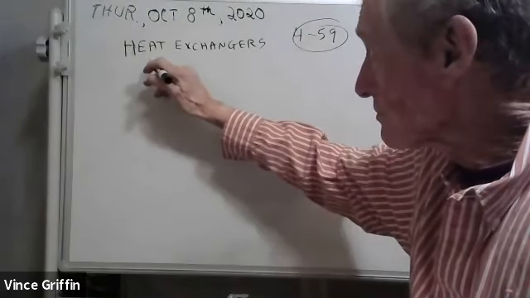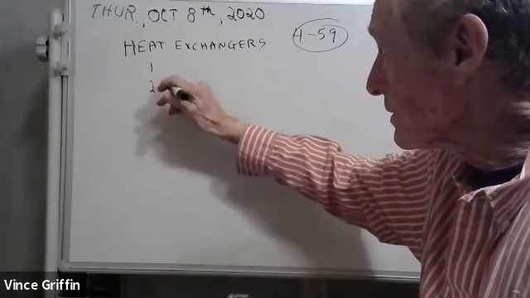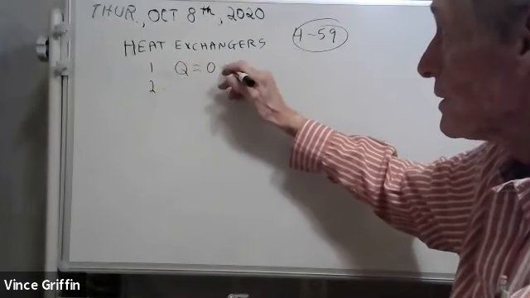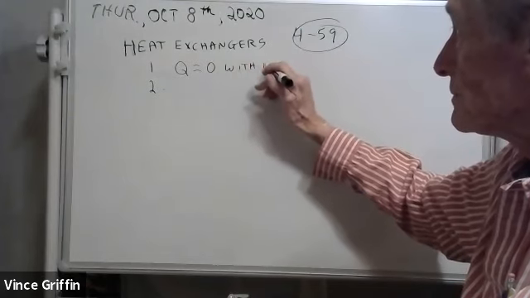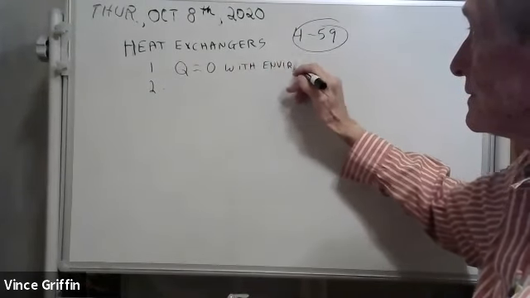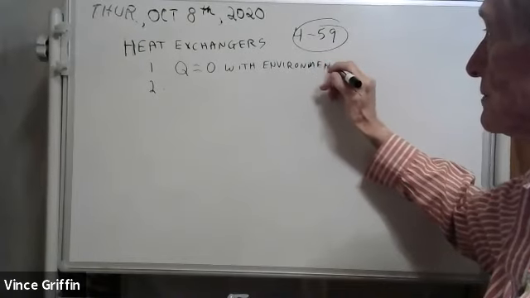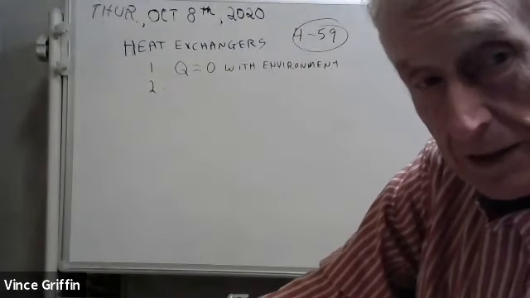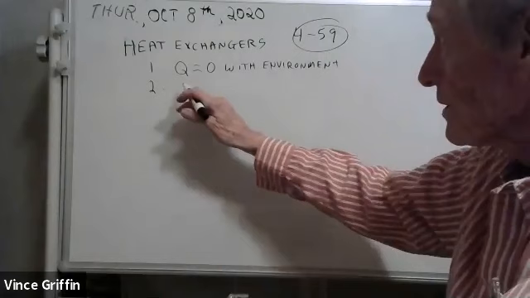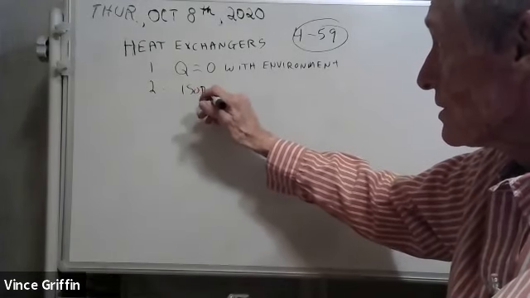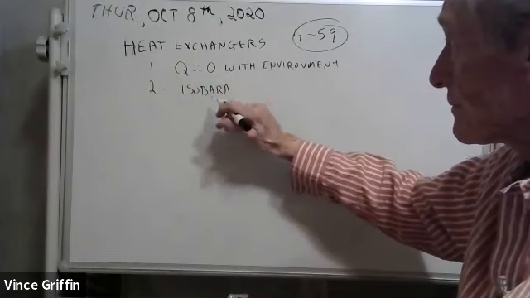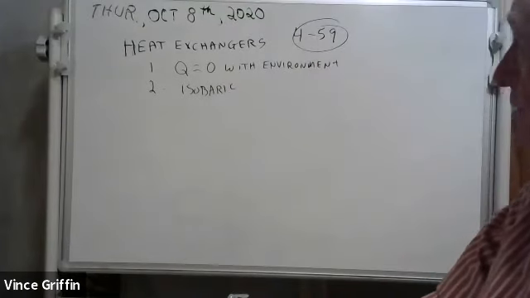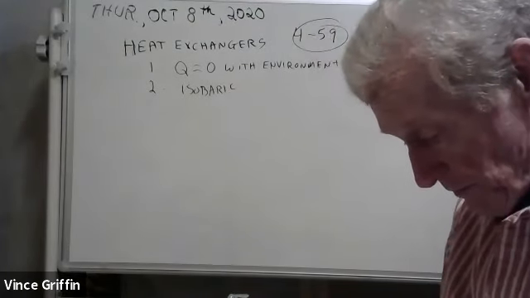But heat exchangers, there's two things you need to know. One of them is that the heat exchange is zero with the environment. All of the heat exchanging is done internally in the heat exchanger, but not with the environment. And the other thing you need to know is heat exchangers are isobaric. They're isobaric devices.